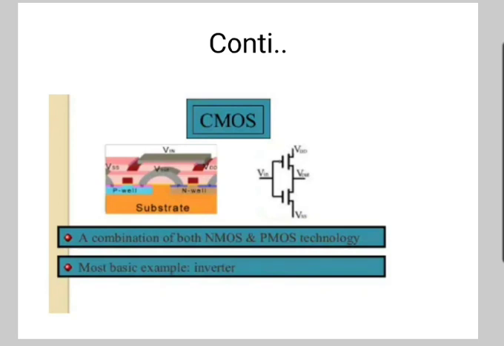Next is CMOS. CMOS is the combination of both NMOS and PMOS technology. The most basic example of CMOS is the inverter. So it is a combination of NMOS and PMOS structure.